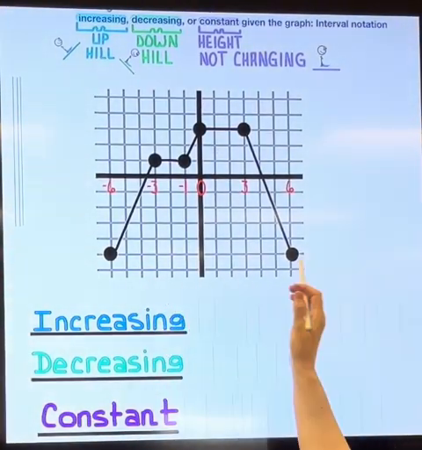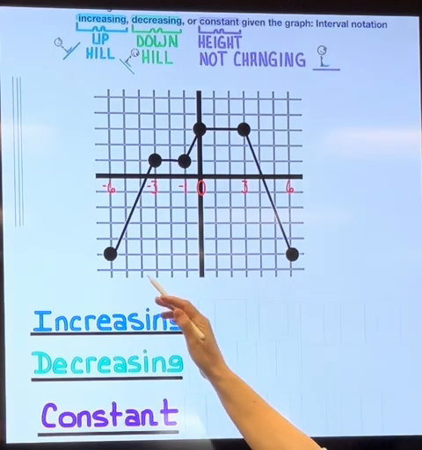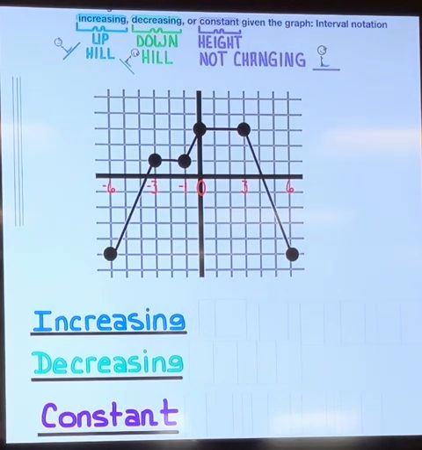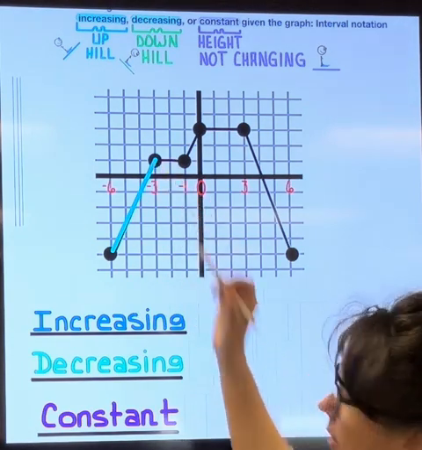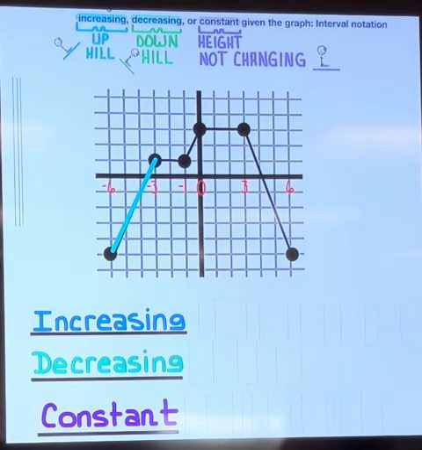Using interval notation to write down where this graph is increasing, decreasing, and constant. Let's start off by just highlighting where we're going uphill. So we are going uphill in this section right here, so increasing as your eyes move from left to right. Another spot we are increasing is from here to here.